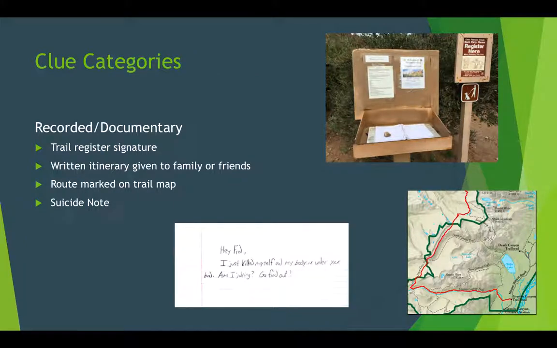There's recorded or documentary clues. Many wilderness areas, though not typically in Hawaii, have a trail register signature where somebody can identify when they went onto a trail. A written itinerary can be given to family or friends. A route can be marked on a trail map. There could be, if the individual lost is despondent, a suicide note.